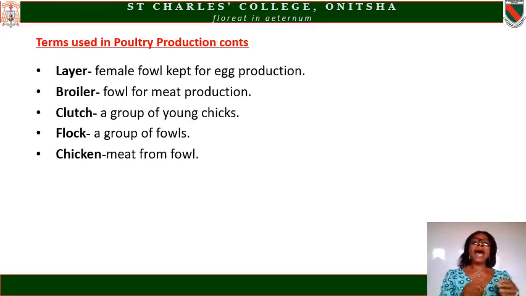Layer, female fowl kept for egg production. Broiler, fowl for meat production. Clutch, a group of young chicks. Flock, a group of fowls. And chicken, meat from fowl.